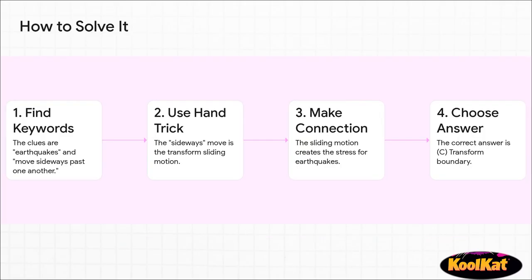So how do we solve this? First, we hunt for keywords. The two biggest clues here are earthquakes and move sideways past one another. Now, use the hand trick. Which one of our hand motions was the sideways one? That's right, the sliding motion.